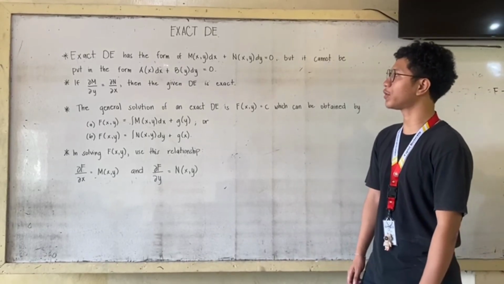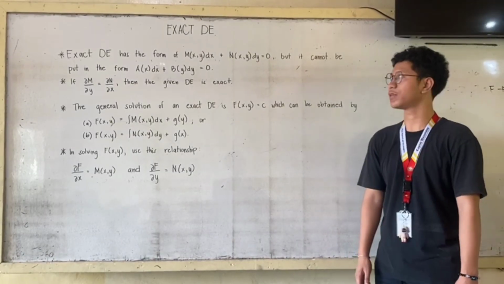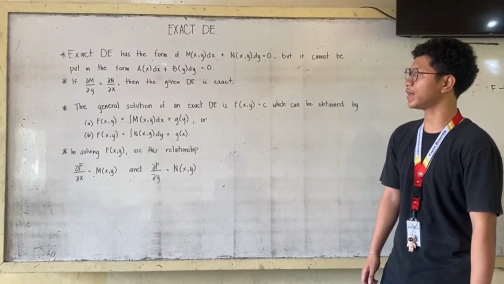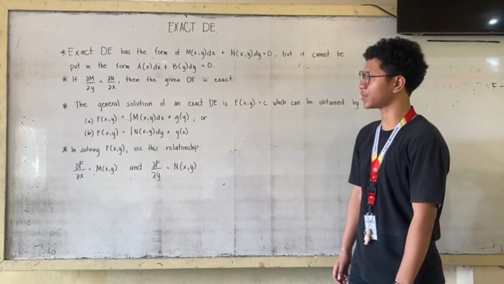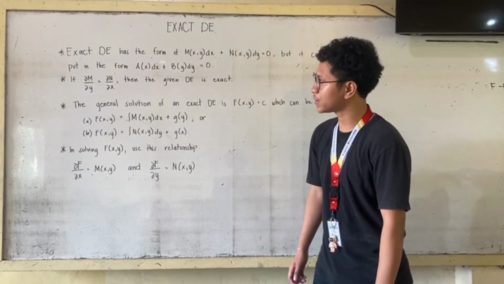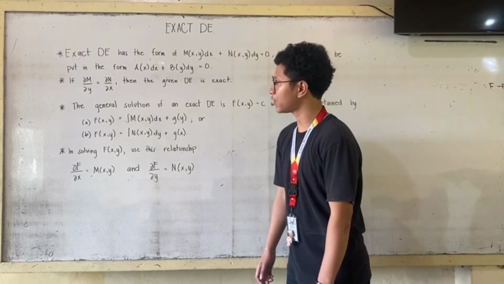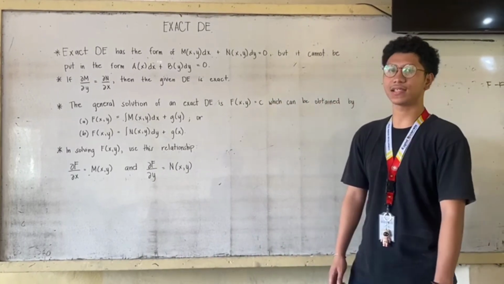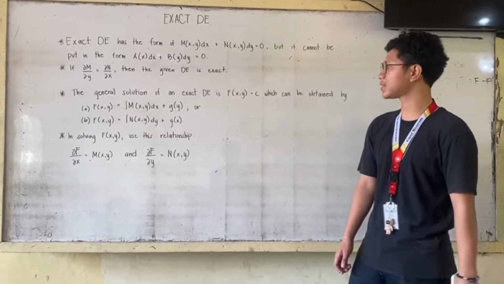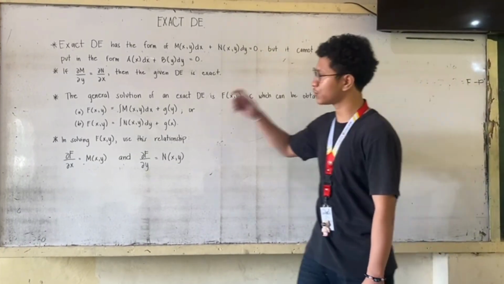Exact equations have the form M(x,y) dx + N(x,y) dy = 0, but cannot be put in the form of a(x) dx + b(y) dy = 0. If the derivative of M with respect to y equals the derivative of N with respect to x, then the given differential equation is exact. To find the general solution of an exact differential equation, F(x,y) = c, which can be obtained by these two formulas.